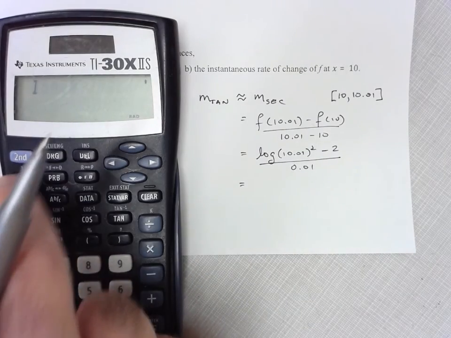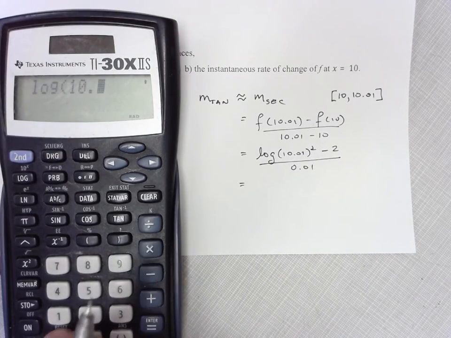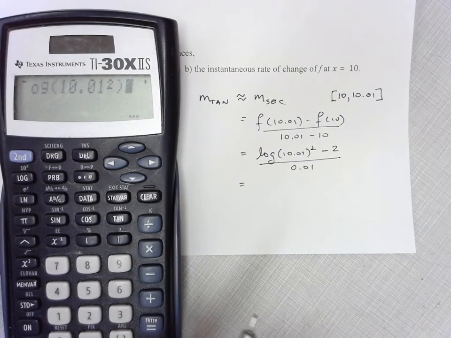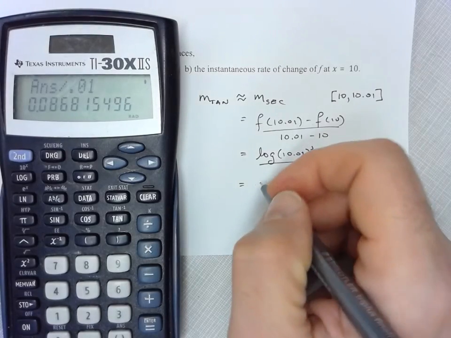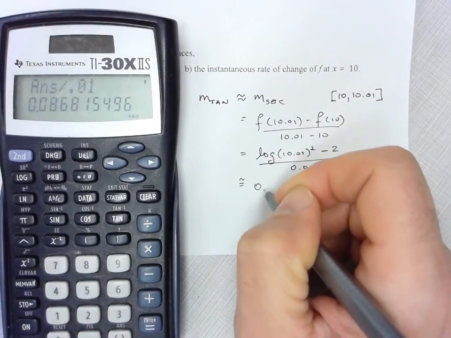So here we have log of 10.01 squared, minus 2, and divided by 0.01. If we take it to 2 decimal places, this is approximately equal to 0.09.